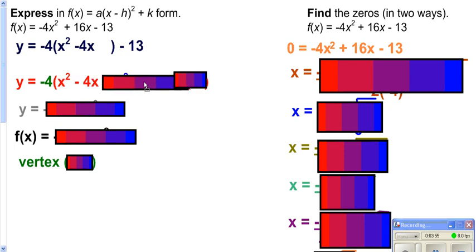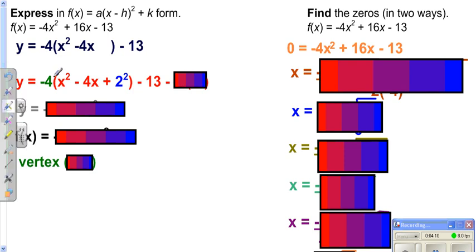Complete the square, so you take half of your 4 in front of the x and square it. Then you still have your minus 13. But if we added something here, then we have to undo that by subtracting it. In this case, you'll notice a negative 4 times that, so we really have to subtract that negative 4 times what we added.